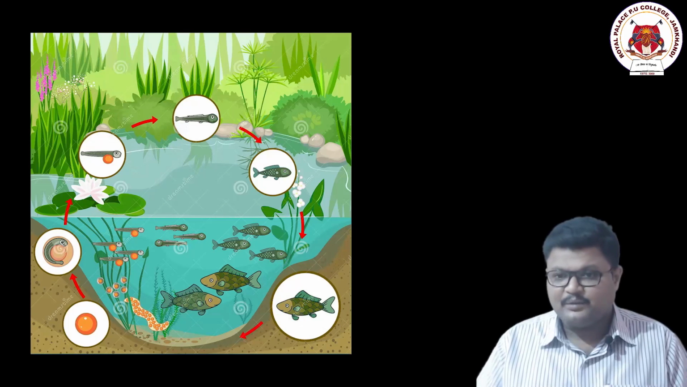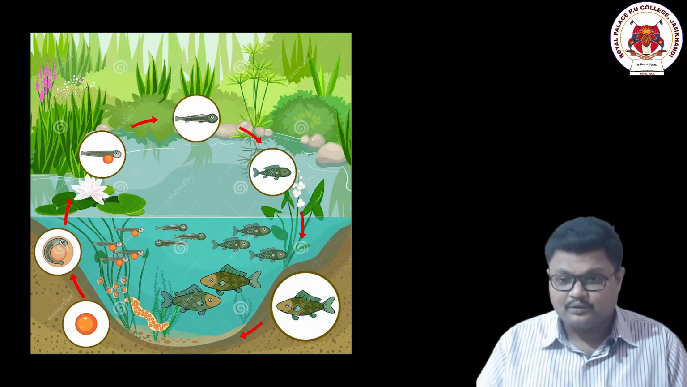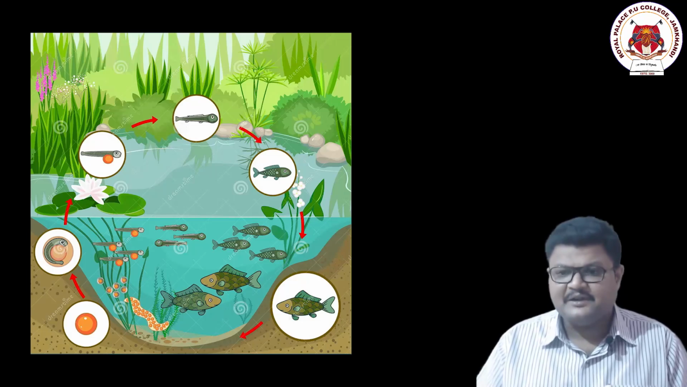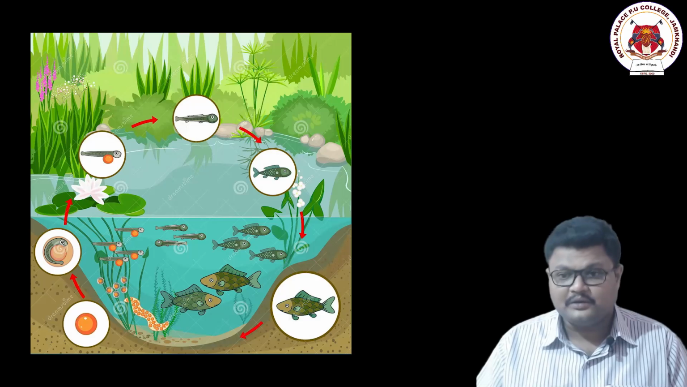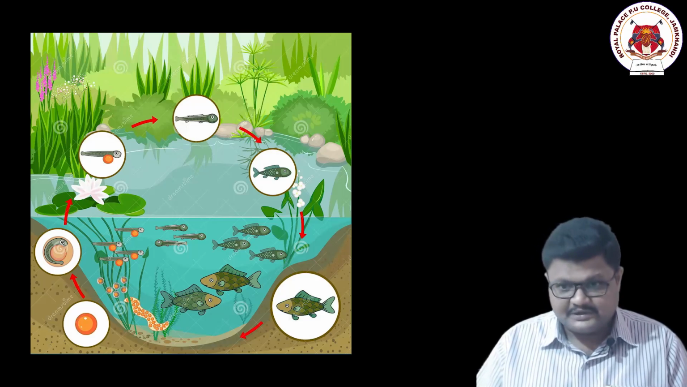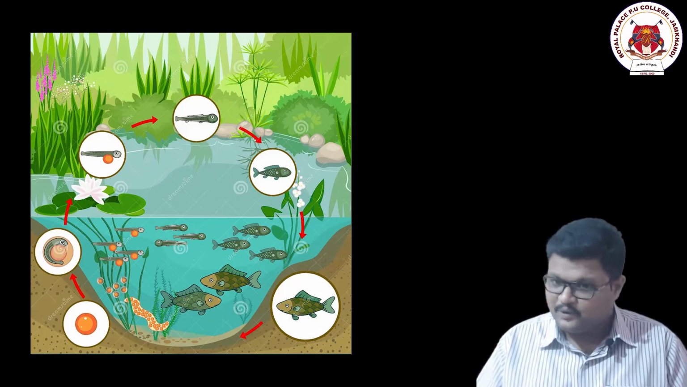Producers are nothing but autotrophs, such as plants, which can produce their own food for their growth and development. Consumers are also called heterotrophs, which are completely dependent on producers or some other organisms for their growth and development. Producers are independent, consumers are dependent. And what are decomposers? Decomposers are those organisms which feed on dead and decaying matter. Okay, so these are the 3 types of biotic life.